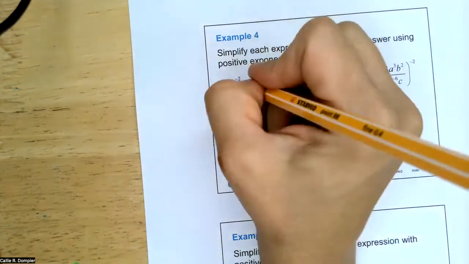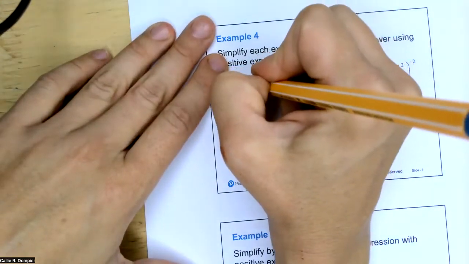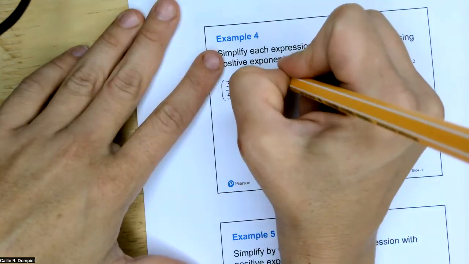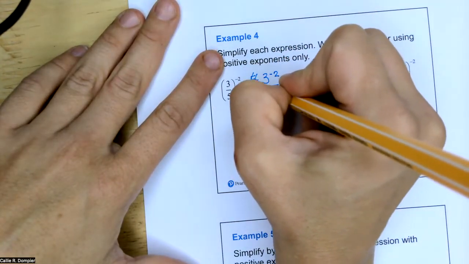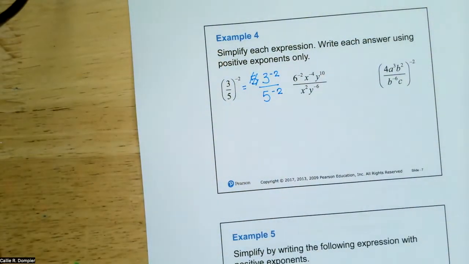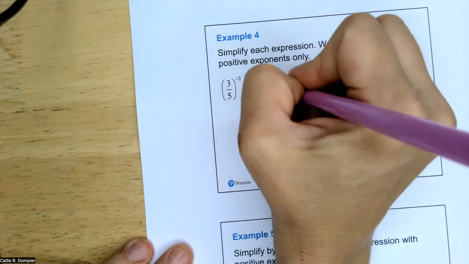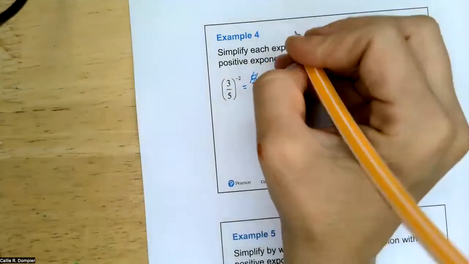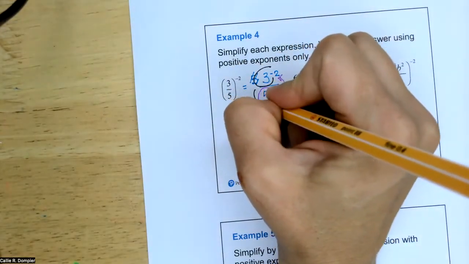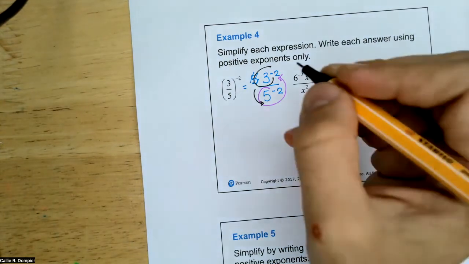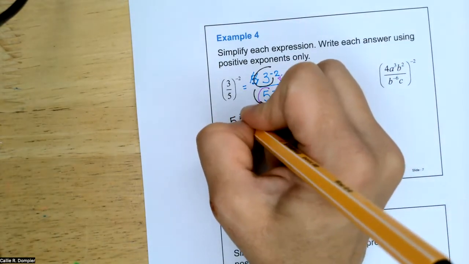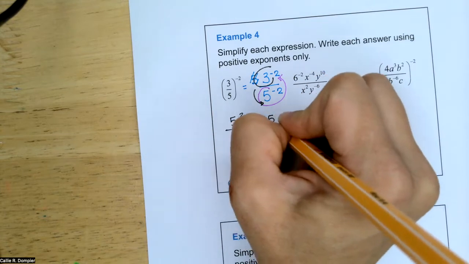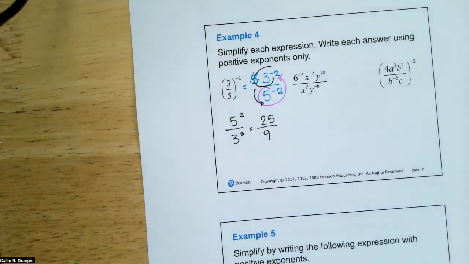Three-fifths to the power of -2. Couple steps ahead. 3 to the power of -2 over 5 to the power of -2. I want them to be positive. They are both negative. So what I'm going to do is I'm going to take the 5, move it up here, take the 3, move it down here. If I do that, both those exponents will become positive. So it will now be 5 squared on top over 3 squared on the bottom. 5 squared is 25. 3 squared is 9. So it's 25 over 9.